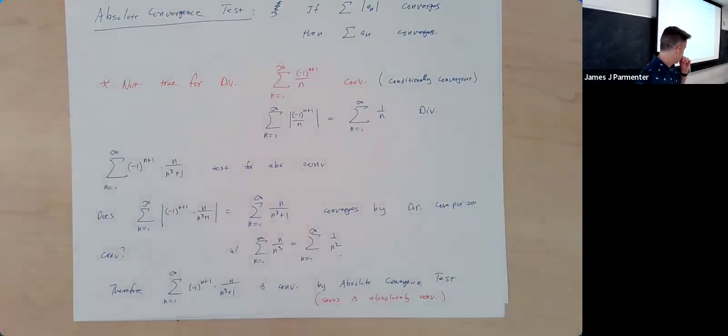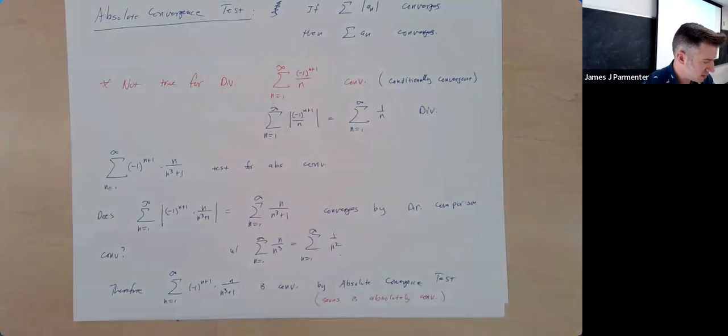Now, I'll point out, if we had done the absolute convergence test and we hadn't gotten convergence, that doesn't mean the series diverges, right? It could still conditionally converge. So if you try to show absolute convergence and it doesn't work out, that doesn't mean you're done. It means you have to go back, and then you probably have to try and use the alternating series test.